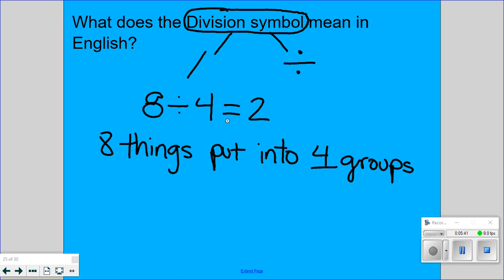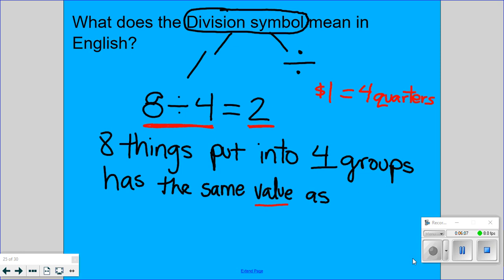What does this symbol mean? We've done this so many times. Jalen, thank you. Carl? Has the same value. Has the same value as. Got it, John. What does that last symbol mean? And it gets very tricky. What does that last symbol mean? And it doesn't just mean 2.